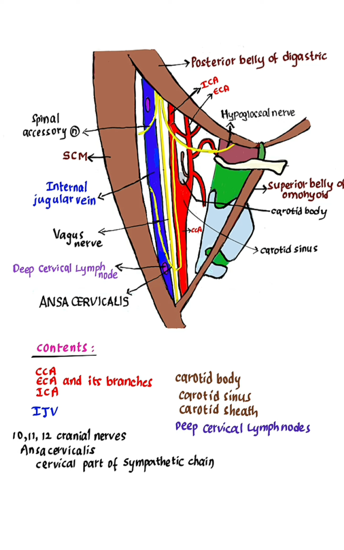Also ansa cervicalis, cervical part of the sympathetic chain, carotid body, carotid sinus, carotid sheath, deep cervical lymph nodes. Ansa cervicalis is embedded in the anterior wall of carotid sheath. Cervical part of the sympathetic chain is present behind the carotid sheath. Carotid sheath is present around common carotid artery, vagus nerve, internal jugular vein.